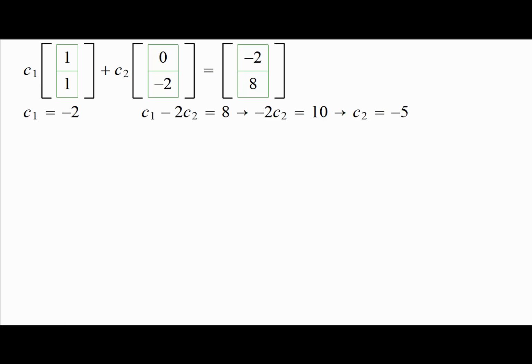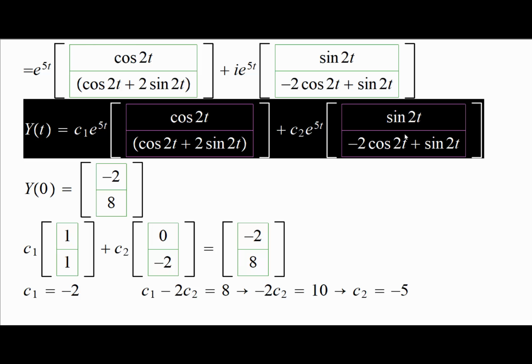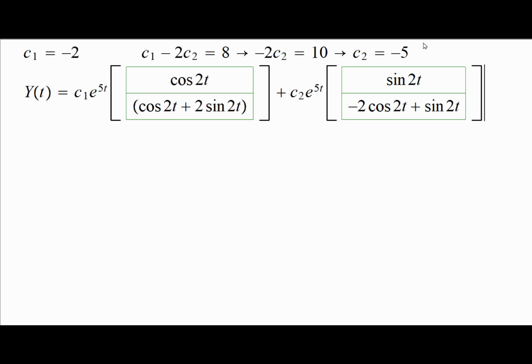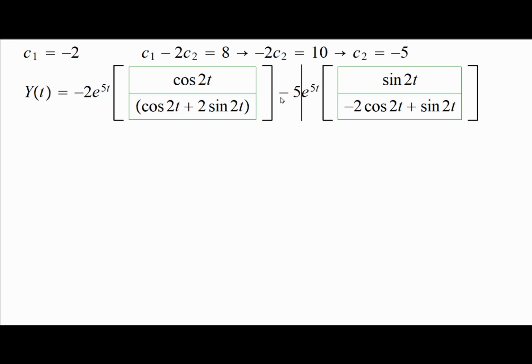So what is our particular solution? Our particular solution is, okay, this would be negative 2, and c2 is negative 5, right? And now they just want you to give the first and the second rows for t equals a specific value. You can just substitute that in your calculator and enter it there, okay?